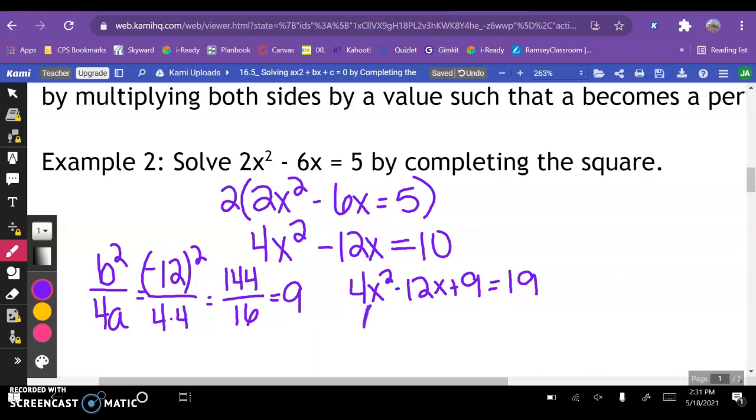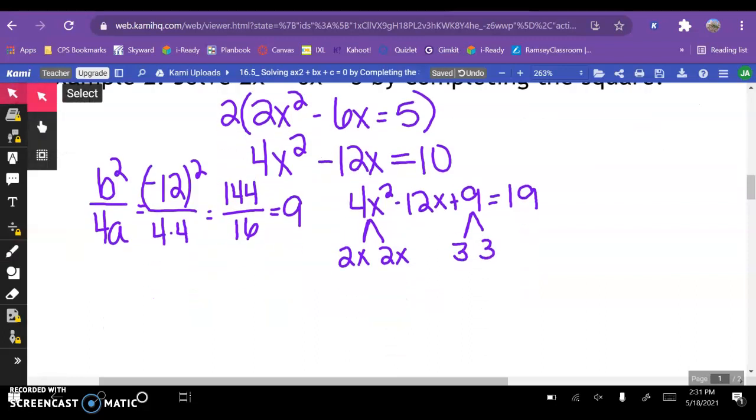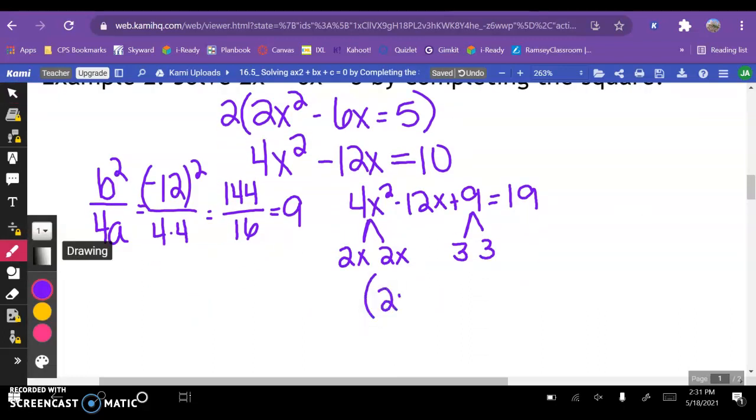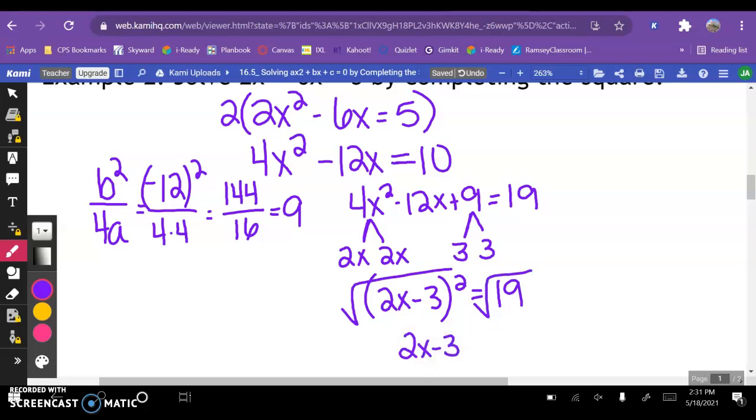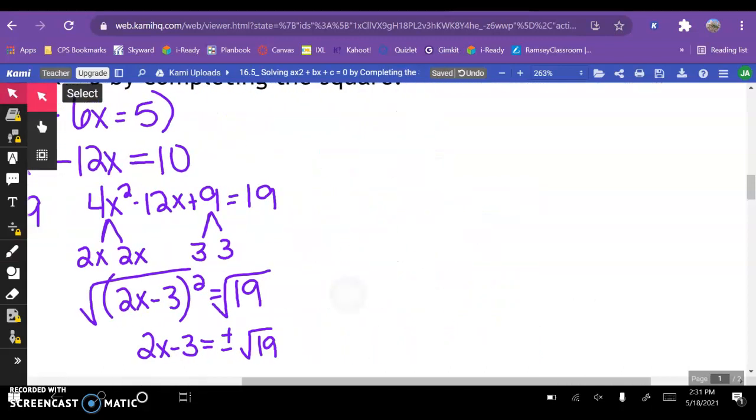And then we're going to take the square root of the first and last term. So this would be 2x, and this would be 3. Now this is a subtraction equation, so we're going to have 2x minus 3 squared equals 19. And then we have to take the square root of both sides. So we're going to be left with 2x minus 3 equals the square root of 19. We can't simplify 19, so it's just going to be positive and negative square root of 19. And then we have to break it into our two equations.